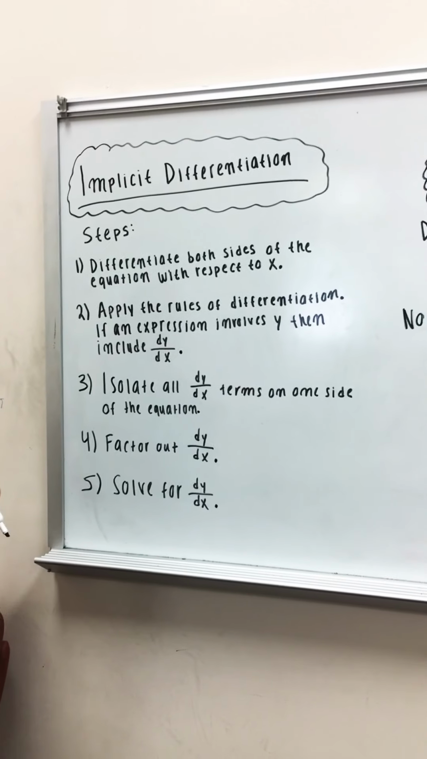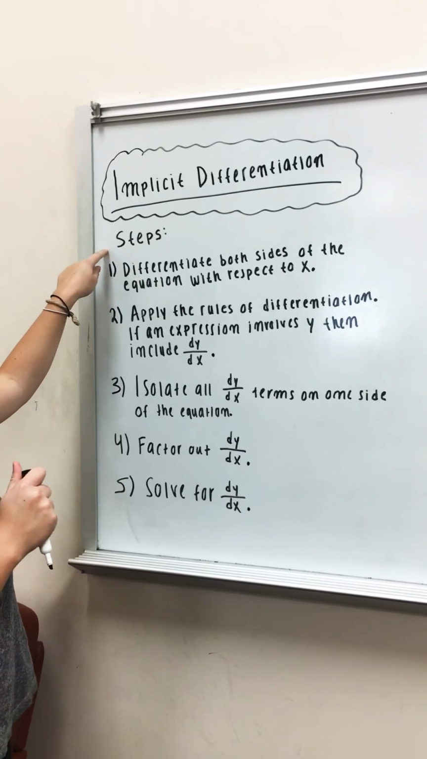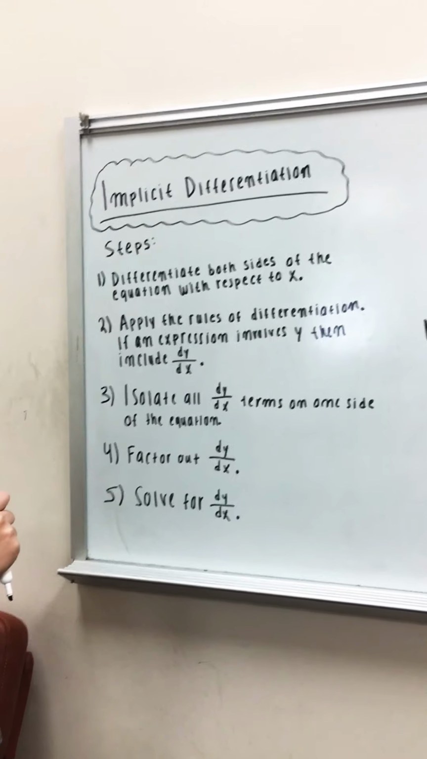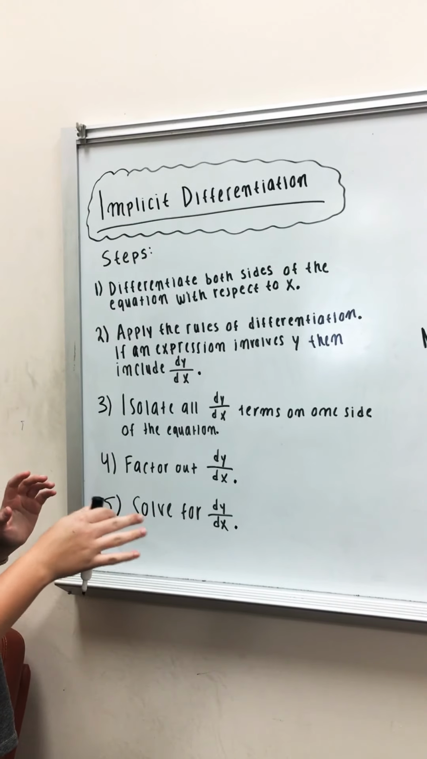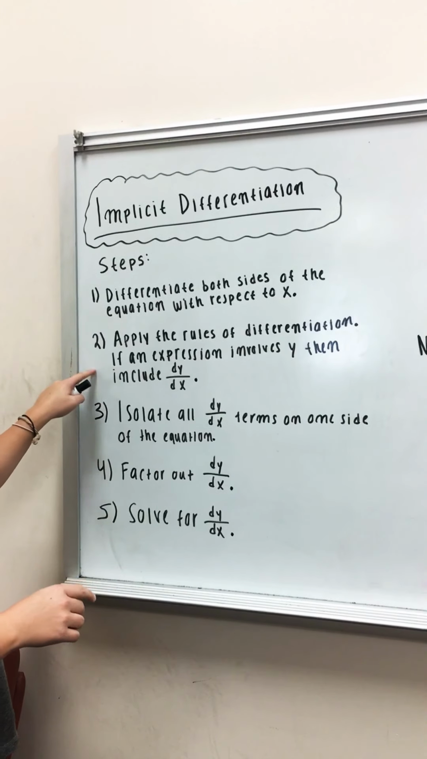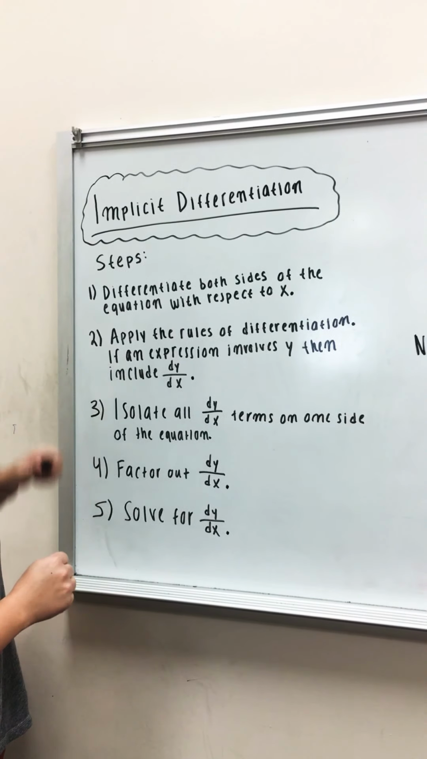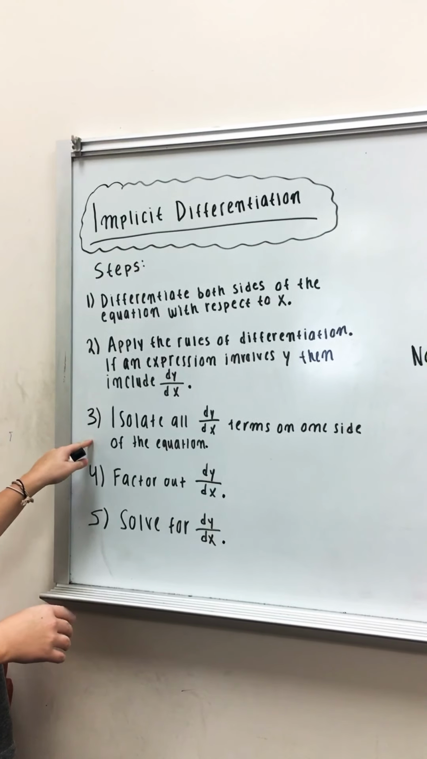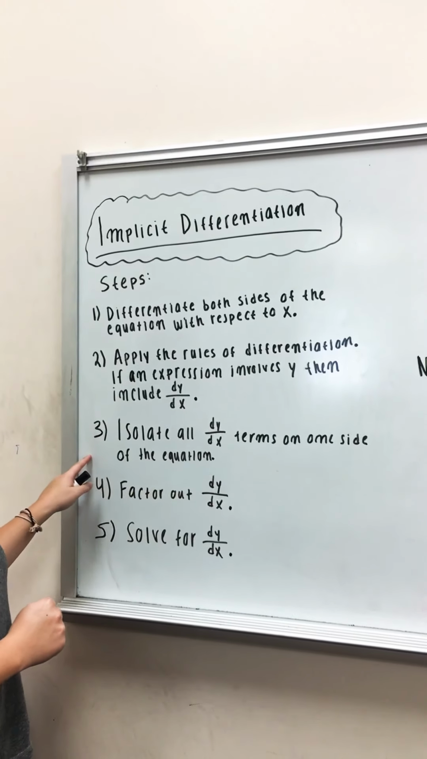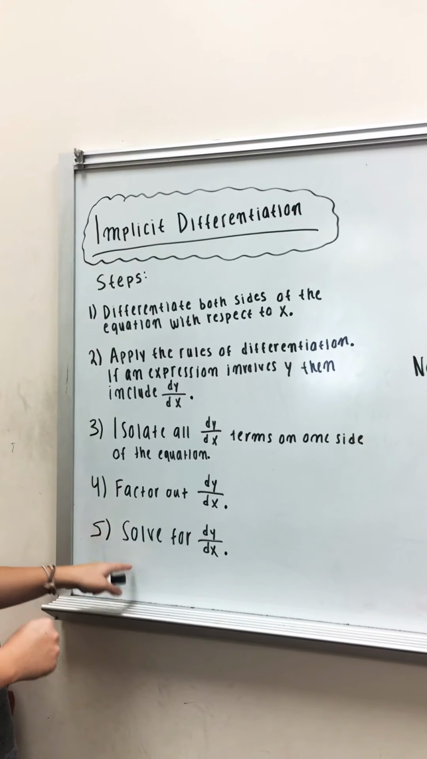All right, so today we're going to look at implicit differentiation, and there are 5 steps. The first one, differentiate both sides of the equation with respect to x. Then apply the rules of differentiation. If an expression involves y, then include dy over dx. And then isolate all dy over dx terms on one side of the equation, factor, and solve.